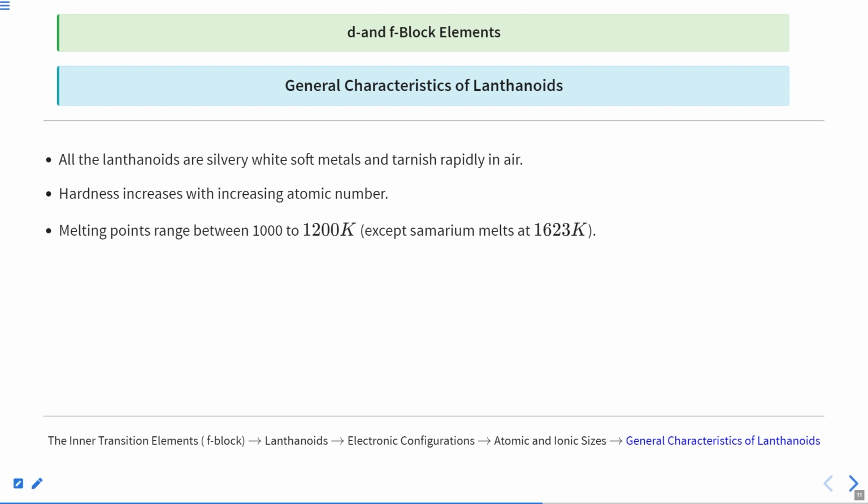Now their hardness increases as we increase the atomic number. As we go on increasing the atomic number, you will see their hardness increasing, and their melting point ranges between 1000 to 1200 Kelvin, except samarium, which is 1623. So this is the exception in the melting point: samarium, which is 1623 Kelvin.